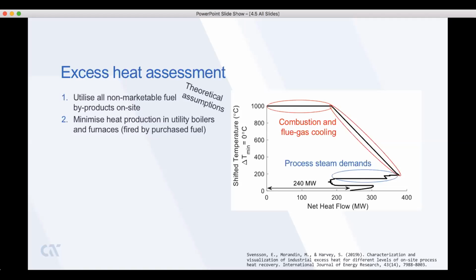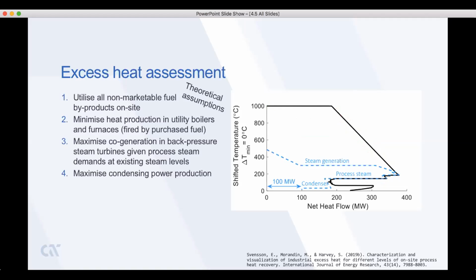This excess heat could be made available for export from the plant. However, heat sources available at high temperatures, as in this case, offer excellent opportunity for cogeneration of heat and power using a steam cycle. And the next priority in the excess heat assessment is to maximize cogeneration of power in steam turbines, as is illustrated by the dashed blue line.